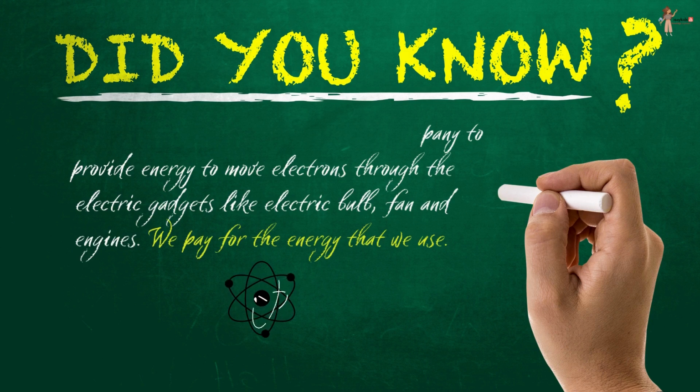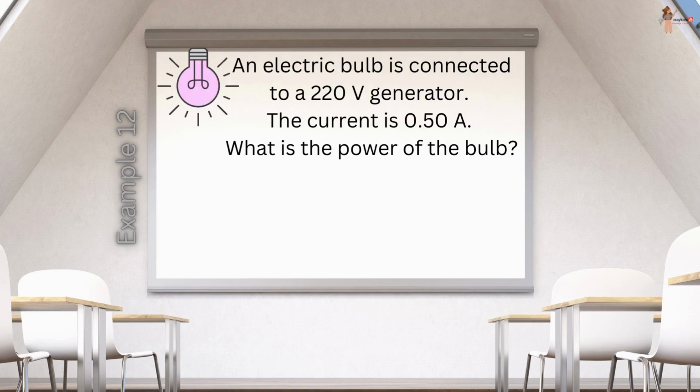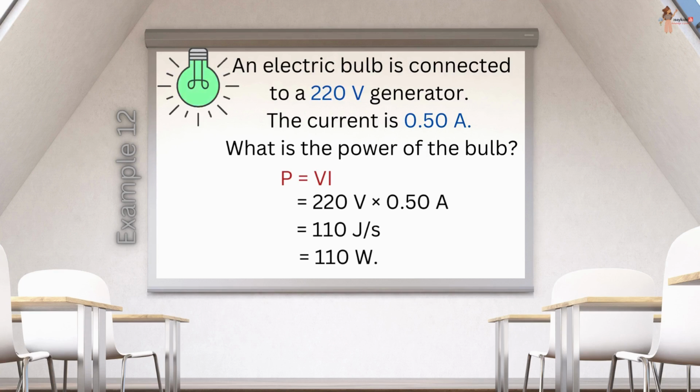Now let's see an example. An electric bulb is connected to a 220 volt generator. The current is 0.5 amperes. What is the power of the bulb? P is given by V into I. So it will be 220 into 0.5, that is 110 watts.